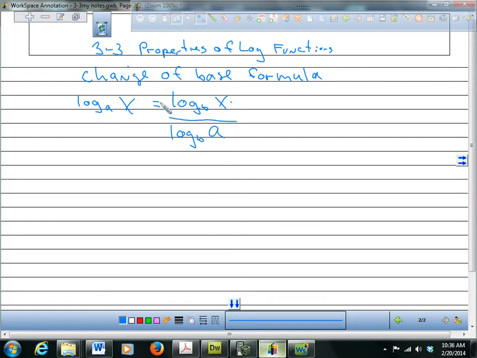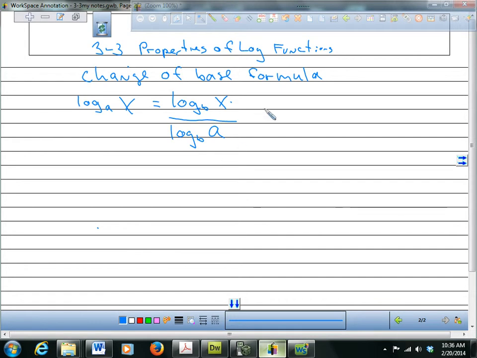So for instance, I could write log base 3 of 7 as log base something of 7 over log base something of 3. And down here, it doesn't matter if it's a 2 or a 5 or an 8 or an e or a 10 or anything like that. That's how you plug into your calculator a log which is not to a base that's on your calculator. I'll do some examples in a minute.